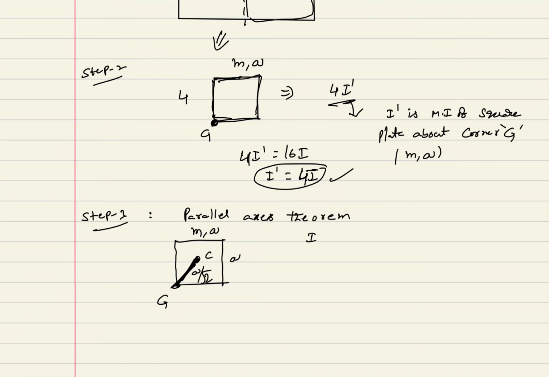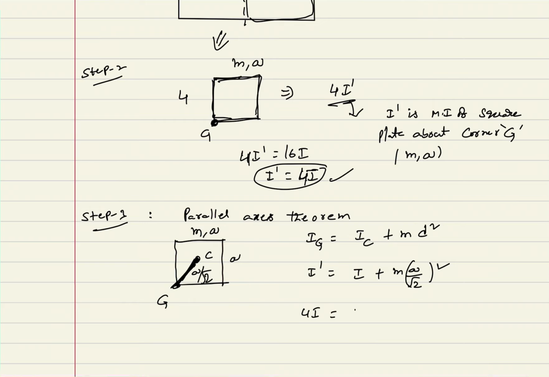That is d. Moment of inertia about G is equal to the moment of inertia about the center of mass of the square plate, I_C, plus M into d square. What is the d square value here? I will write again, a by root 2. This value, moment of inertia about G, is I dash. Moment of inertia about C is I plus M into a by root 2 whole square.